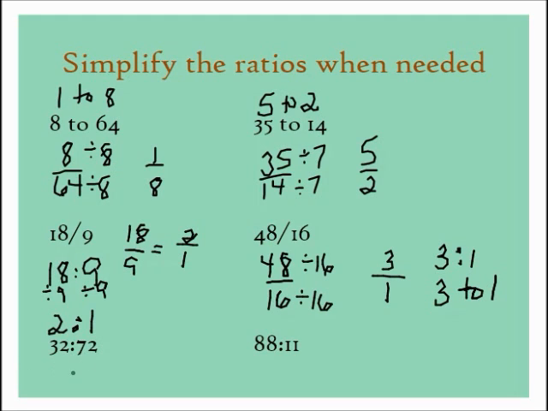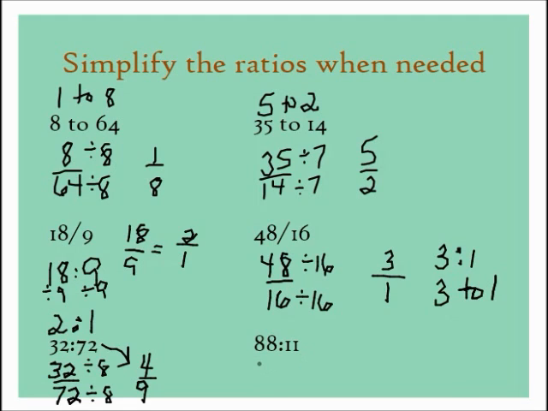Now we have 32 to 72. Always remember, if you're rewriting it in a different form, make sure that if 32 is first and you're changing it to a fraction, you put 32 on top. Now 32 and 72, their greatest common factor is 8. So we're going to divide both of these numbers by 8 and we end up with 4 to 9. That would be our final ratio.